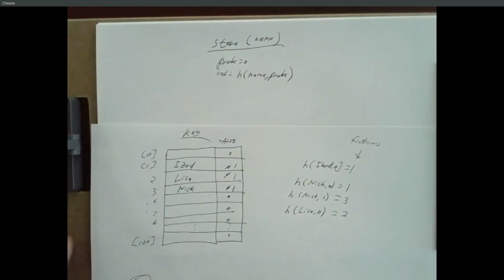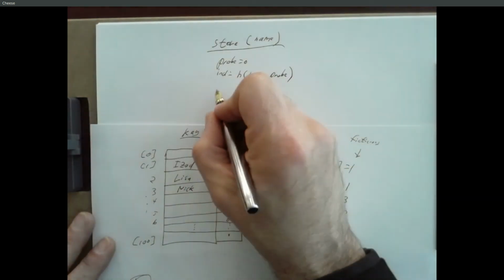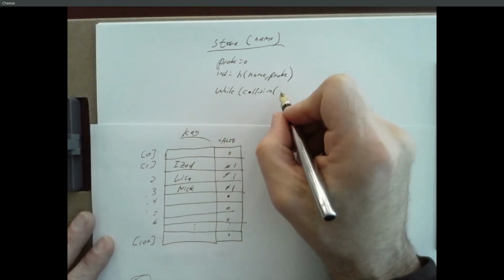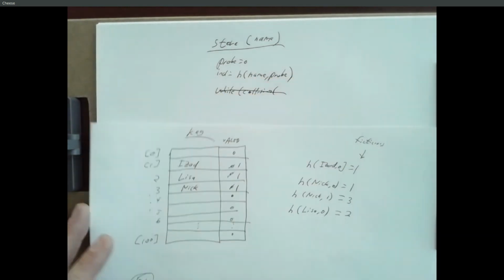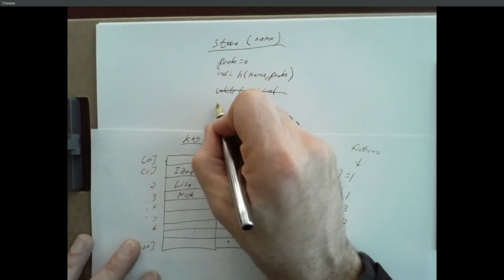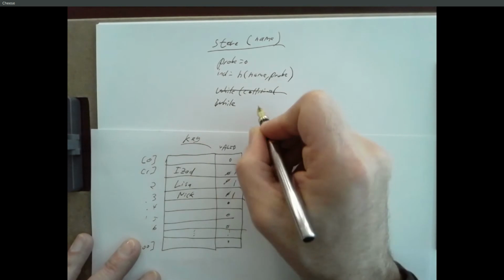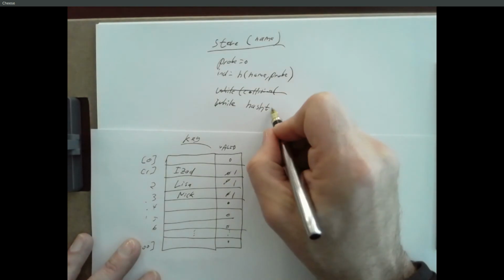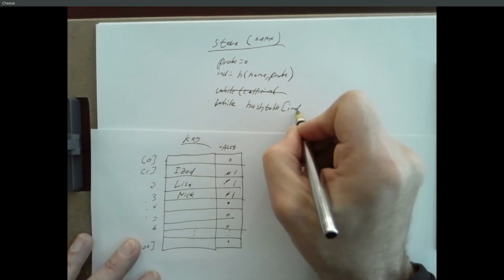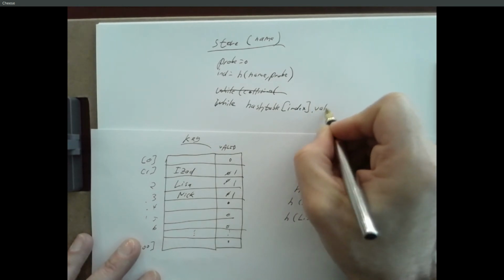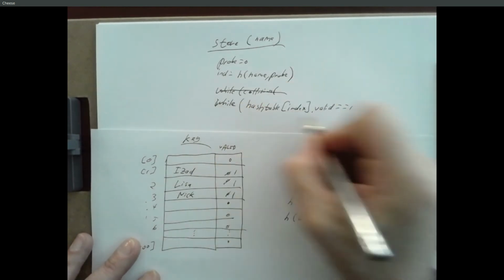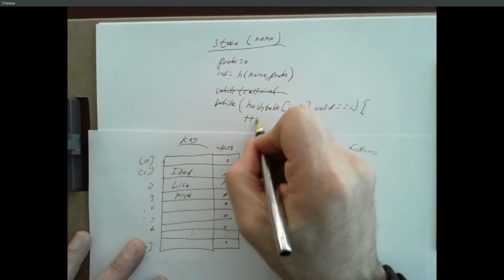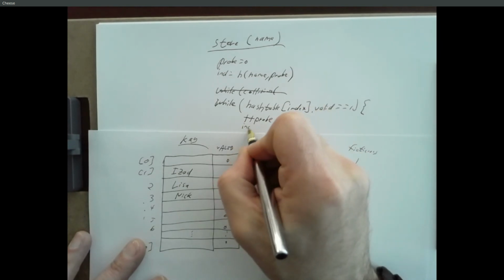Set our probe to 0, hash our name with that probe, save that as our index. If we've got a collision, well, no, let's do this barehanded. While our hash table[index].valid is equal to 1. In other words, while we have a collision, increment the probe and rehash.